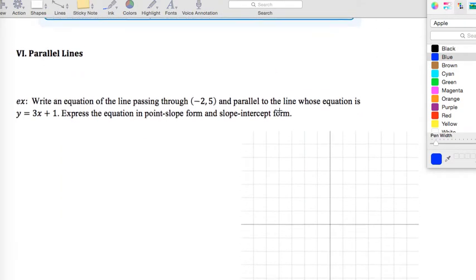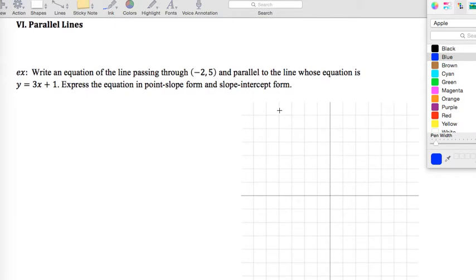Now let's look at parallel lines and perpendicular lines. The parallel lines have the same slope because they have the same steepness. So for example, if we want to find an equation of the line passing through (-2, 5) that's parallel to the line whose equation is this, and then we're going to express the equation in point-slope form, slope-intercept form. Well, the slope of this line is 3, and we want to write an equation of the line that's parallel to this line. So the slope of our line is also 3, and it goes through this point.